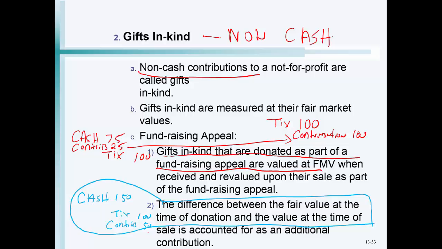Let's go ahead and take a look at gifts in kind. Gifts in kind are non-cash gifts.